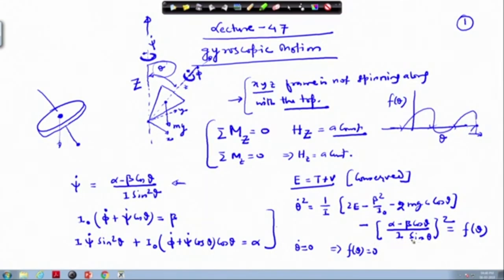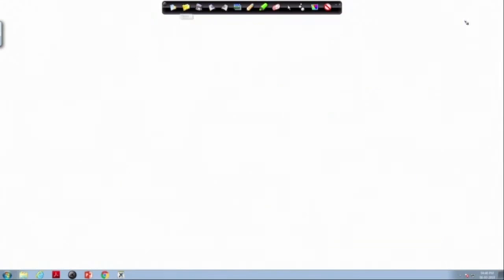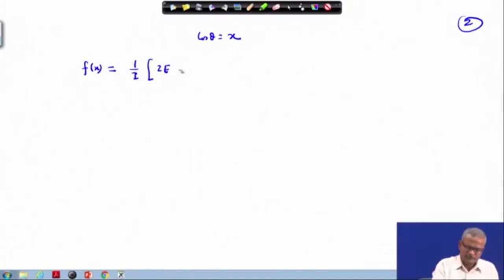So, this was then converted by assuming cos theta equal to x. The same equation was rewritten and put in this format: 1 by I, minus 2 m g cos theta, which becomes x.